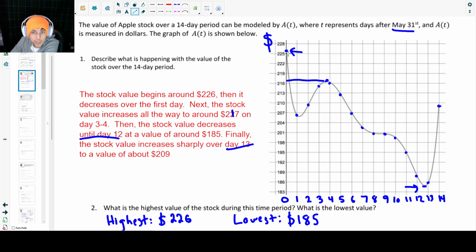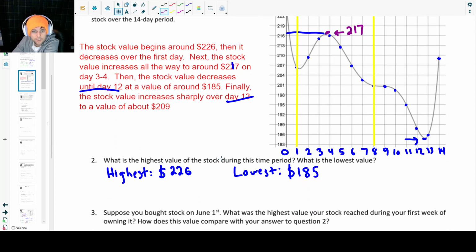We will cut that out. So June 1st would be here, and then a week, so 7 days: 1, 2, 3, 4, 5, 6, 7. So we're only looking at this interval right here. And that highest value would occur right here, at this maximum, right? That's our highest because it goes up to that value and then it goes down. If we approximate that, that looks to be around $217.